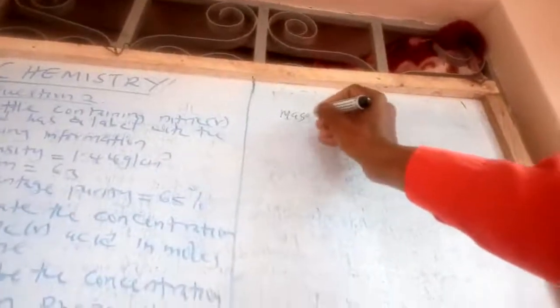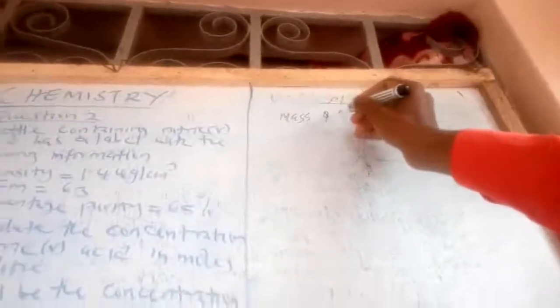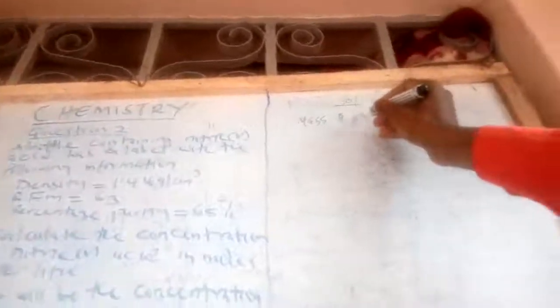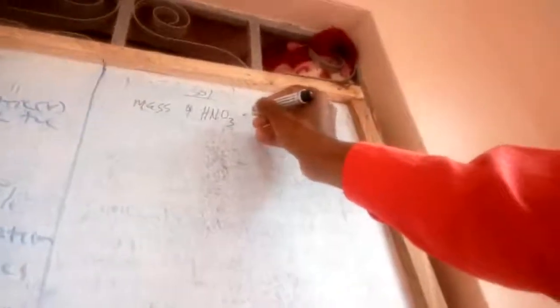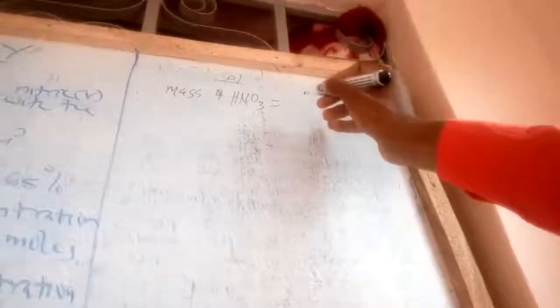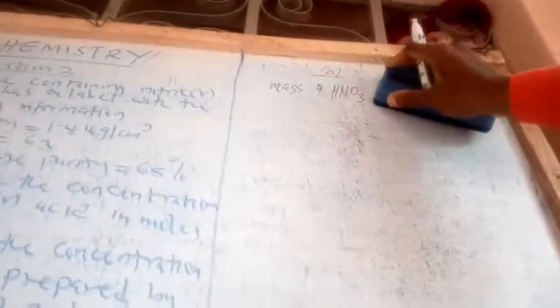You look for the mass of nitric 5 acid, that is HNO3, in 1 cubic centimeter. So you are supposed to refer to the mass as far as 1 cubic centimeter is concerned. The mass in 1 cubic centimeter is equal to density multiplied by volume, because mass is always equal to density multiplied by volume.